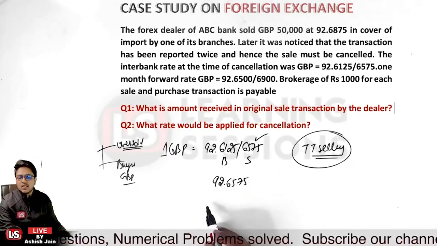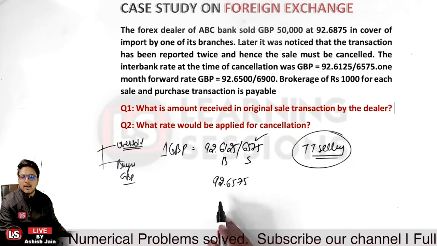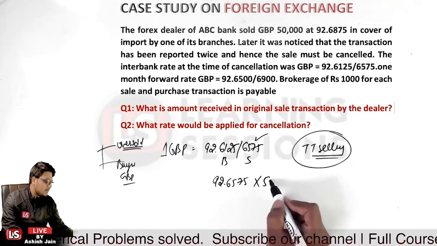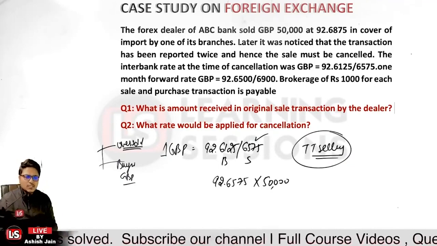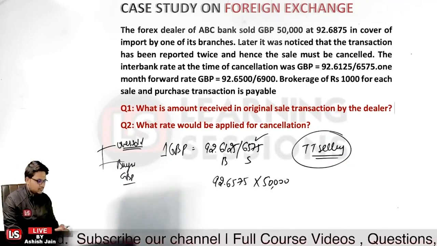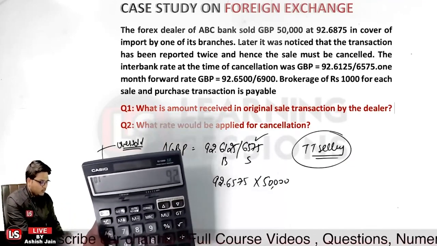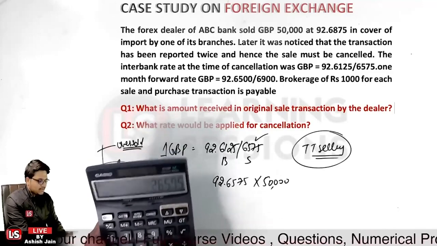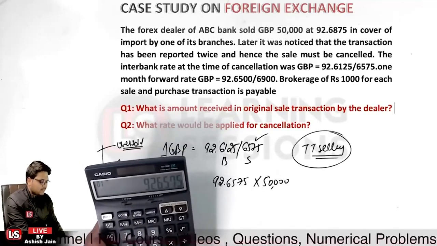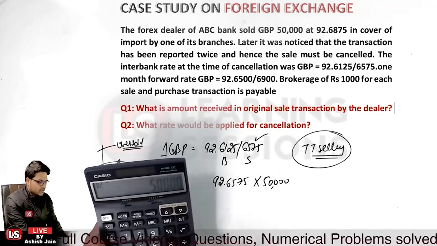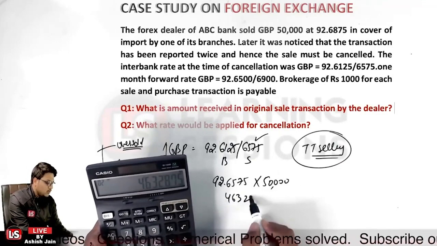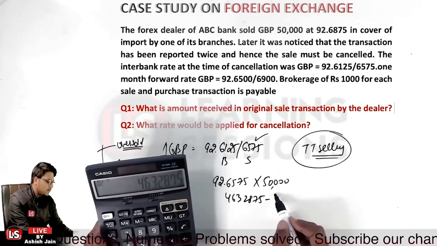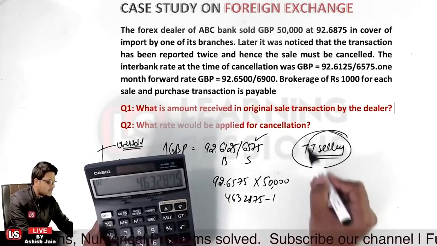And how many units of GBPs do I want to buy? This is 50,000 units of the GBPs that we wish to buy. So the amount is 92.6575 multiplied by 50,000, which amounts to 4632875.